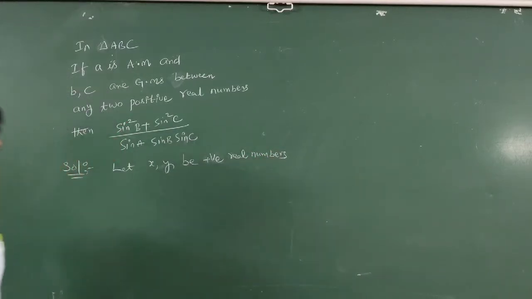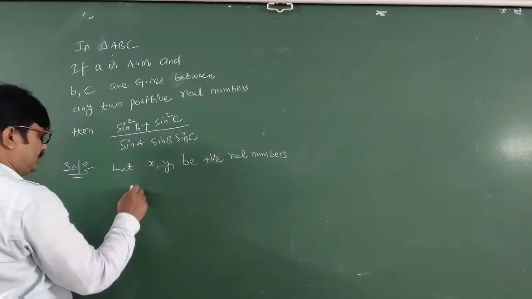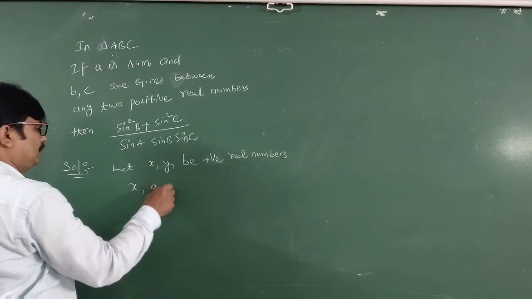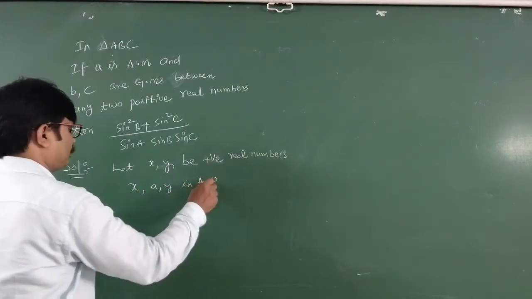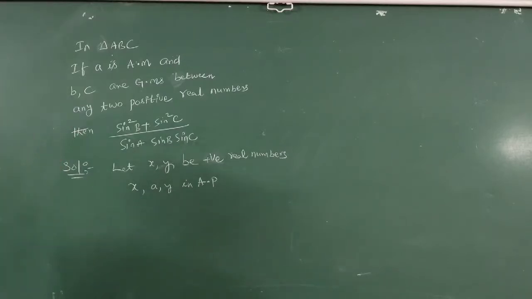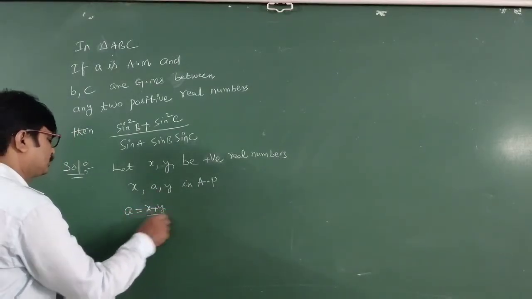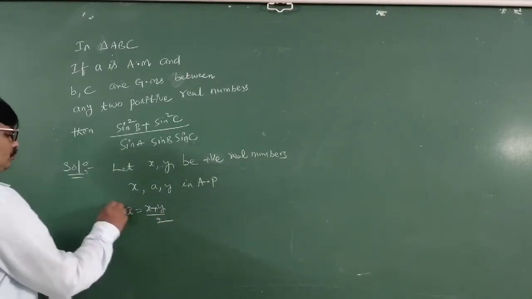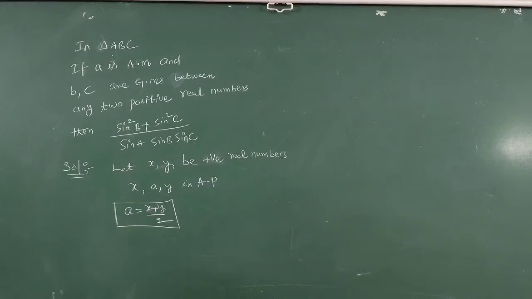Okay students, let x and y be the two positive real numbers. First, a is between x and y. So x, a, y are in arithmetic progression. So the AM is, what is the A? A can be written as x plus y by 2. Yes, A can be written as x plus y by 2.